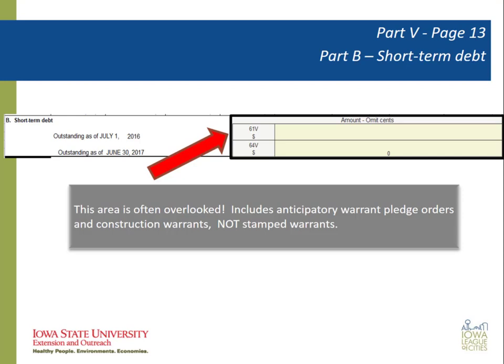It's short-term debt. This area is often overlooked. It includes anything that was short-term and happened during the fiscal year. You may have taken out a short-term lease on a piece of equipment, or possibly had something happen where you had to take out a short-term loan. This is the area where that type of debt is reported.